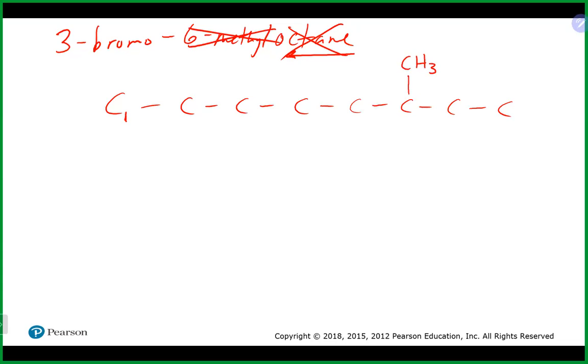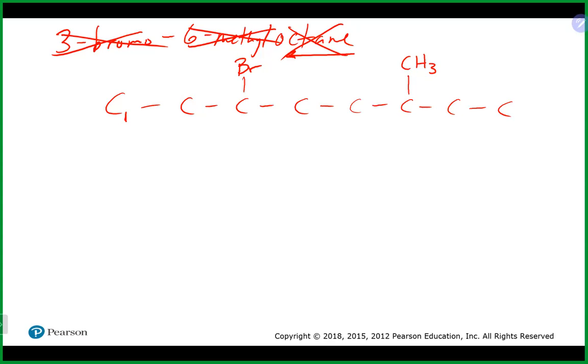That means at carbon number 3, since I already started numbering left to right here, carbon number 3 would be right about there, which means there should be a bromine group. I have crossed out the entire name, which means everything else there should be hydrogens, just to give carbon 4.